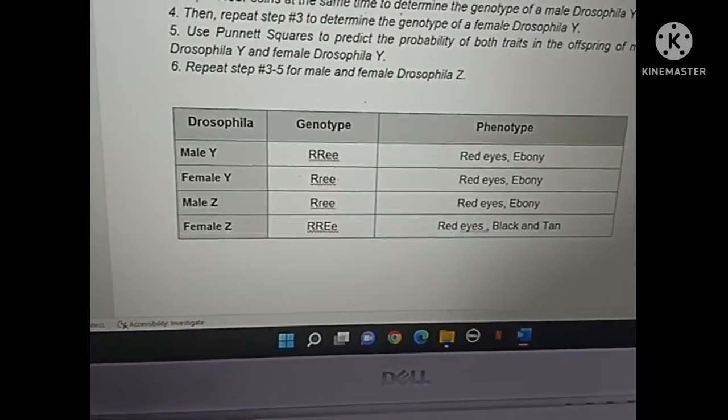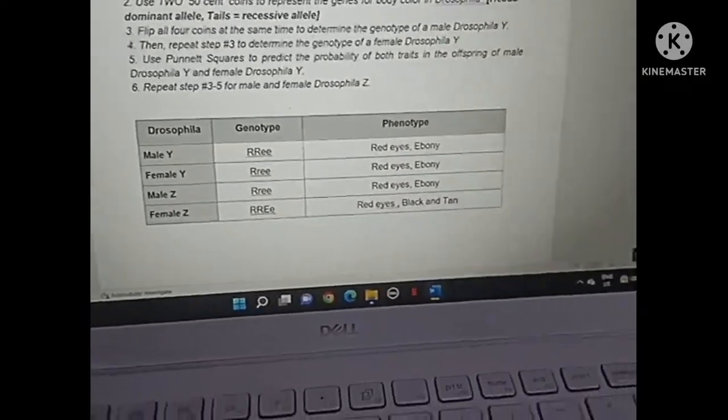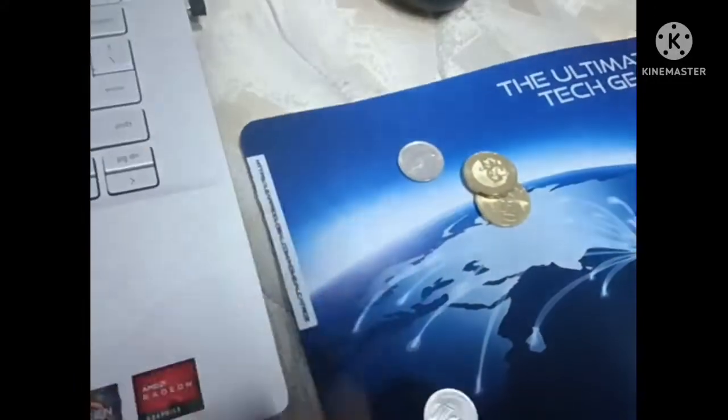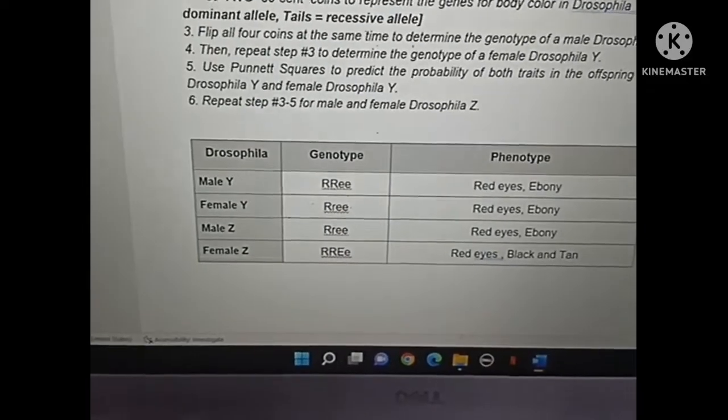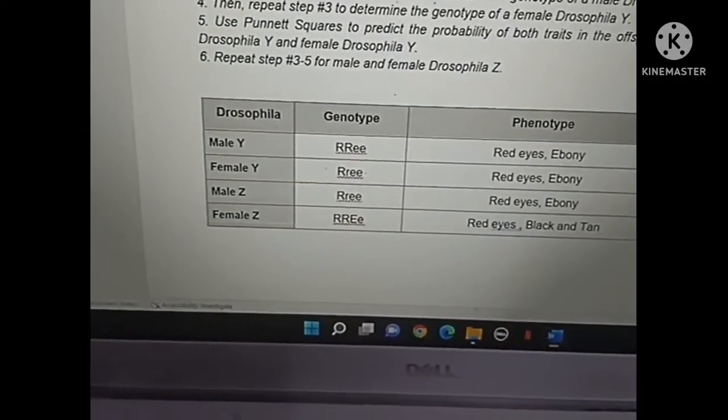As well, for female Y, we have to do the same method. Now I'm going to flip the coins again. For the body color I get a head and a tail, and for the eye color I get a tail and a head. So the genotype would be capital R, small r, and double E. So the phenotype would be red eyes and ebony.